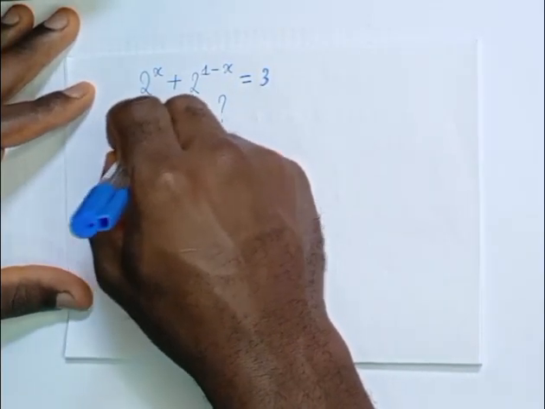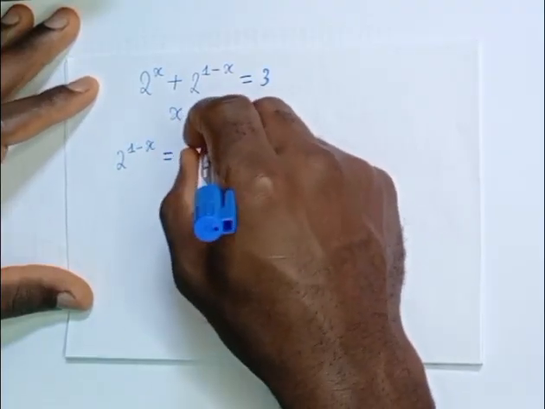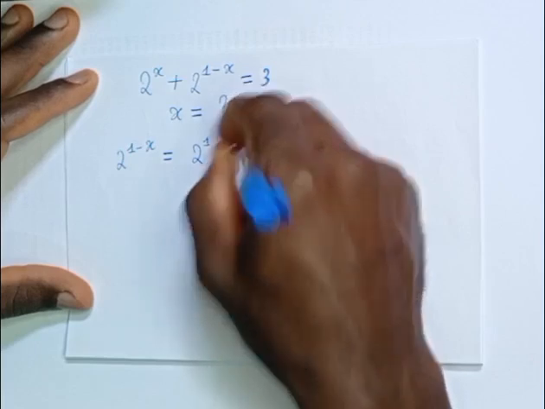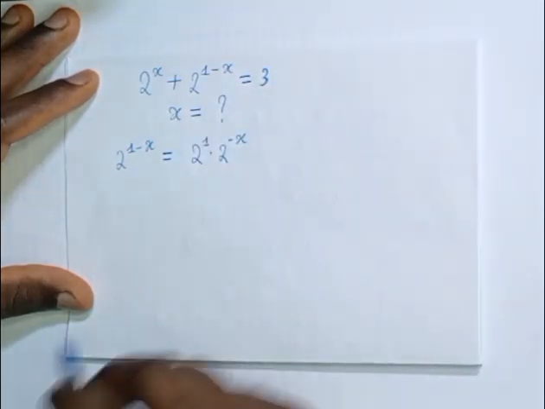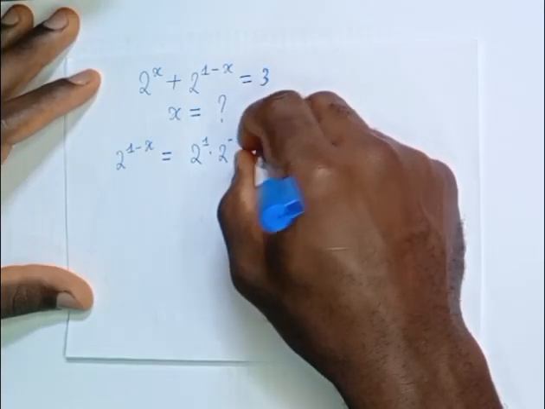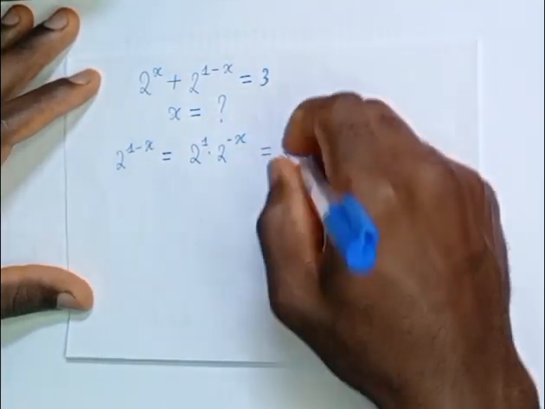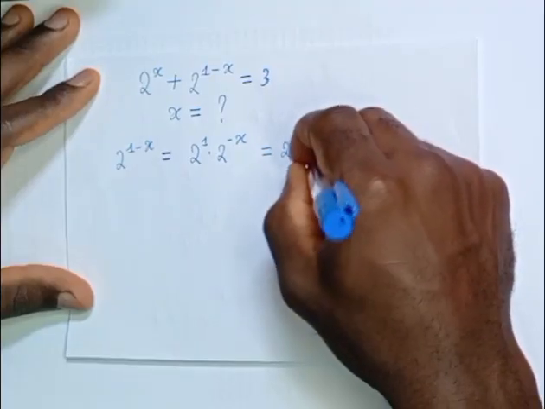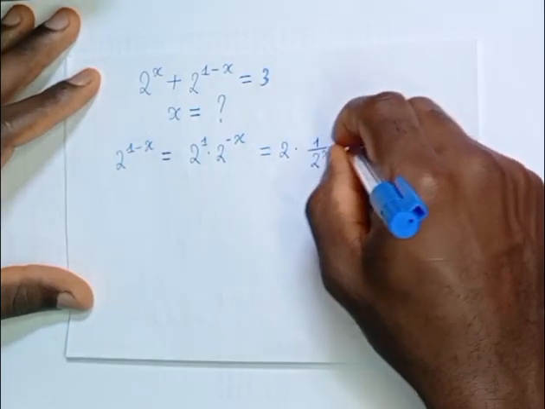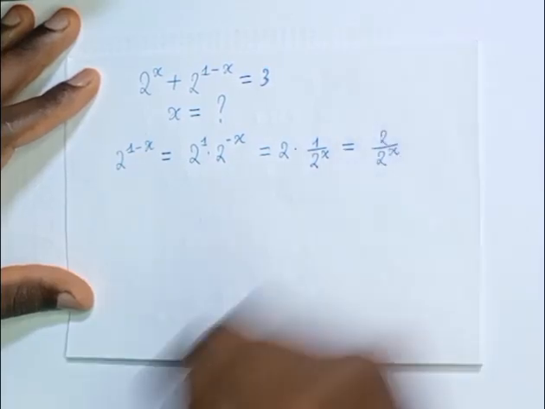2 raised to the power 1 minus x is simply the same as 2 raised to the power 1 times 2 raised to the power negative x. 2 raised to the power 1 is simply equal to 2 times 2 raised to the power negative x, which is the same as 1 on 2 raised to the power x. This will simply be the same as 2 all over 2 raised to the power x.